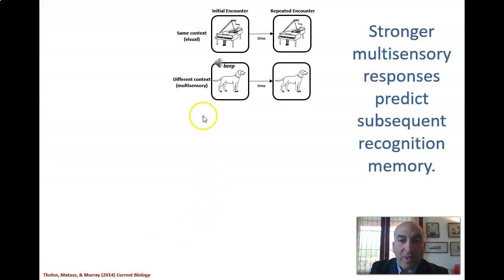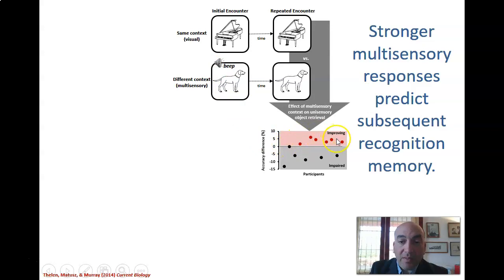To do that, we went to our paradigm involving initial encounters that were either unisensory and visual, or multisensory and semantically meaningless, that is, a simple beep. What we observed is that there were some individuals who indeed improve their recognition memory, and other individuals who demonstrate impaired recognition memory on repetitions of these unisensory stimuli.